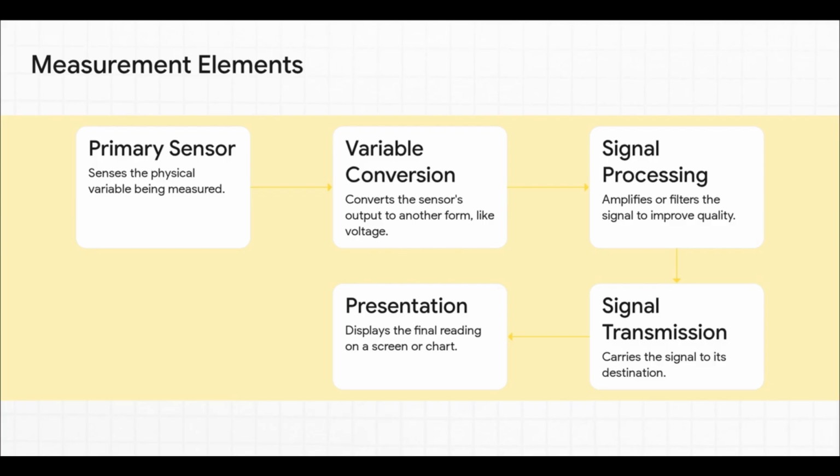Step 1, the sensor at the tip feels the heat. That's the primary sensor. But heat isn't electricity, right? So step 2, the variable conversion element, turns that heat information into a tiny voltage. That signal might be weak or have some noise, so step 3, the signal processor cleans it up, maybe boosts it. Step 4, that clean signal is sent along a wire, that's transmission. And finally, step 5, it hits the presentation element, the little LCD screen that shows you the final number. From sensor to screen, every single time.